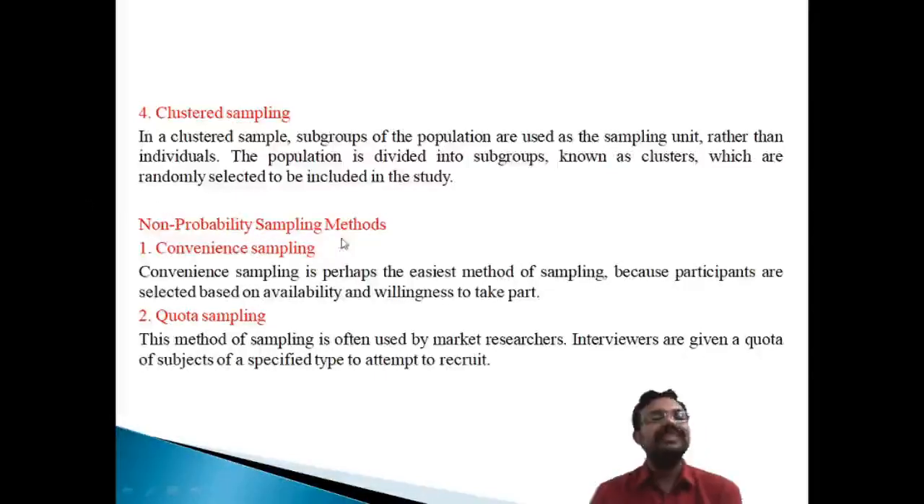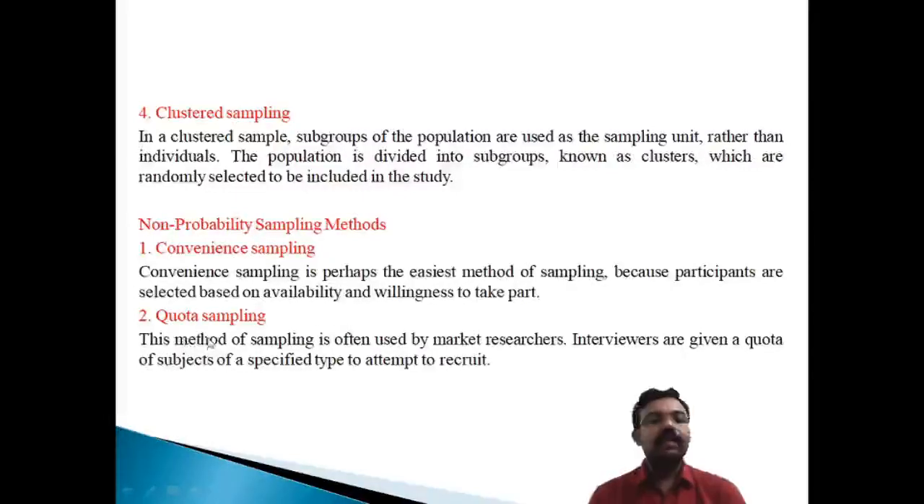What are the non-probability sampling methods? The first method is the convenience sampling method. Convenience sampling means selecting the sample as per the convenience of the researcher. That is known as the convenience sampling method. Convenience sampling is perhaps the easiest method of sampling, because the participants are selected based on availability and willingness to take part. That means there is freedom for the researcher. That is your first non-probability sampling, convenience sampling.